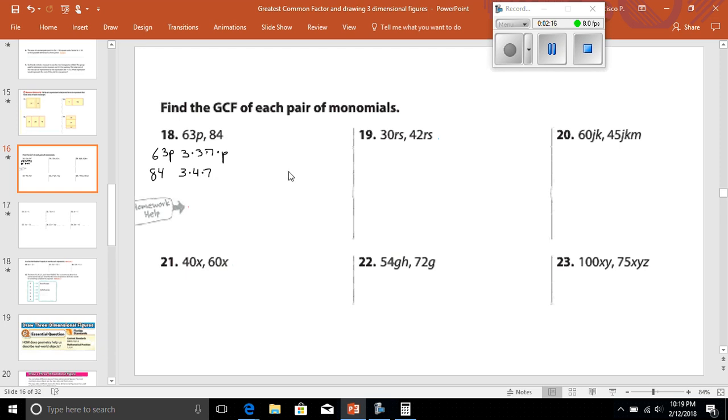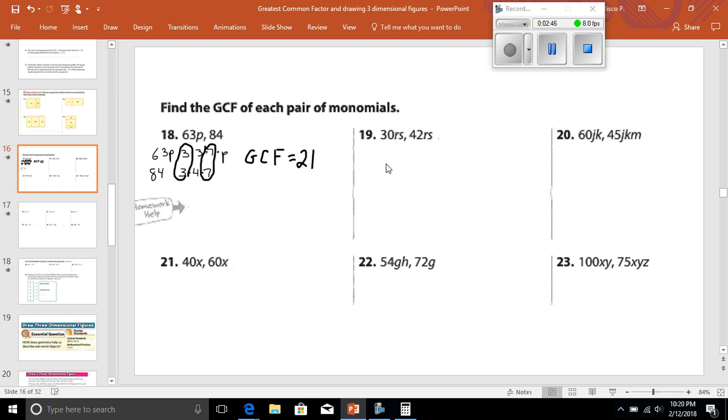I believe now we got to go ahead and circle the things that are in common. So we will circle our 3's here because we see the 3's are in common. And we'll circle the 7's because the 7's are in common. And that's it. 3 times 7, that's 21. So our greatest common factor for number 18 is 21.